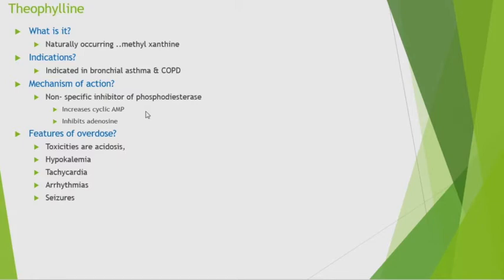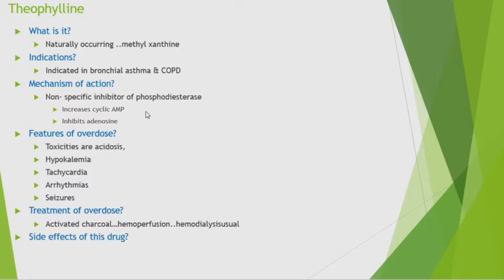What's the route of excretion of this drug? Theophylline through the liver, sir? Kidney. So in renal failure, of course, you have to be very careful. How do you treat the overdose? Dialysis. In early stages, you may try activated charcoal. And hemodialysis is the usual line of treatment. Common side effects of this drug, as I already told you, are anorexia, nausea, vomiting.